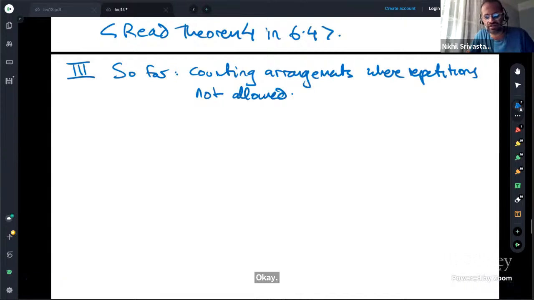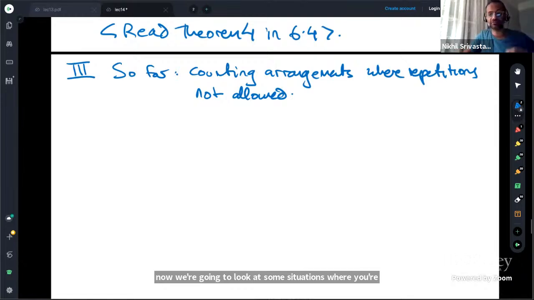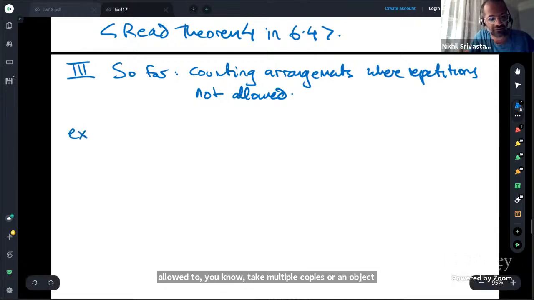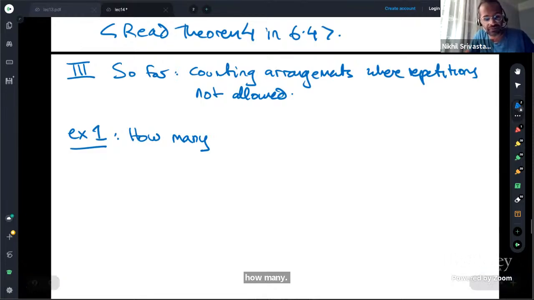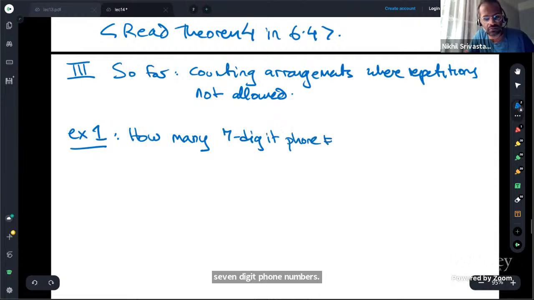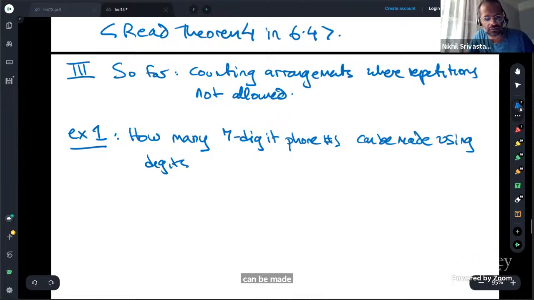But now we're going to look at some situations where you're allowed to take multiple copies of an object. So there are two guiding examples. The first guiding example is: how many 7-digit phone numbers can be made using the digits 0 through 9.